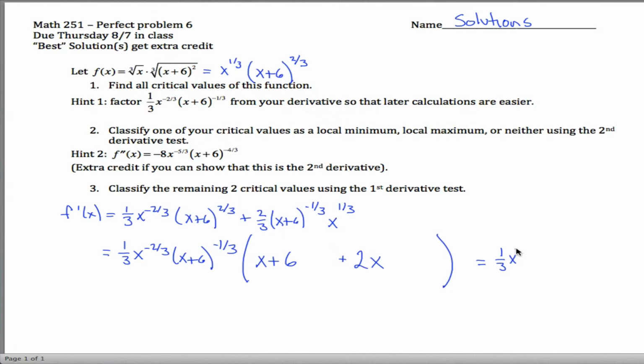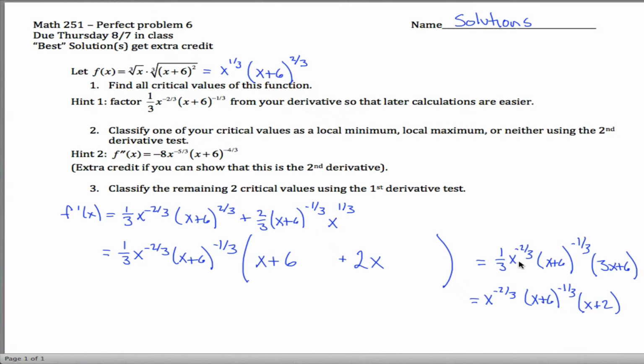It's 1/3 x to the negative 2/3 times (x plus 6) to the negative 1/3 times (x plus 6 plus 2x). That looks like 3x plus 6. This is just a bunch of stuff multiplied together, and you can multiply it in any order. I can take the 1/3 and multiply it into the 3x plus 6 and get x to the negative 2/3 times (x plus 6) to the negative 1/3 times (x plus 2), since 1/3 times 3x is just x and 1/3 times 6 is 2.